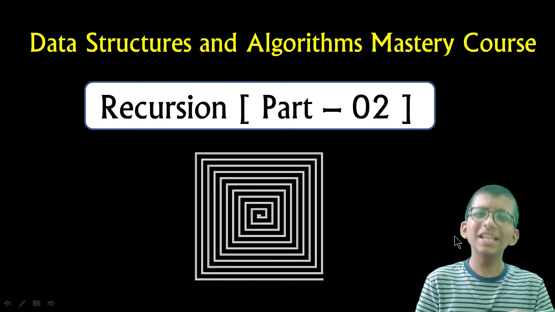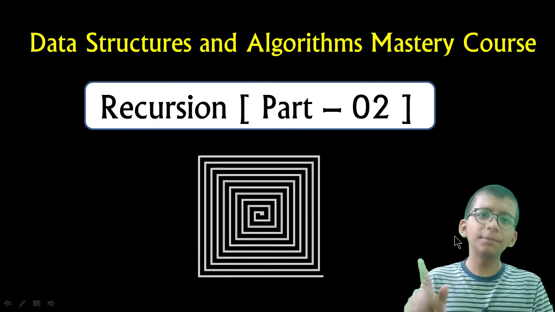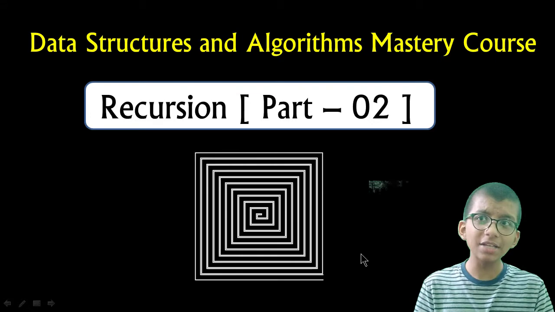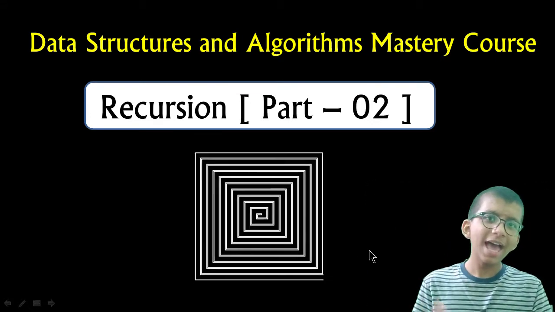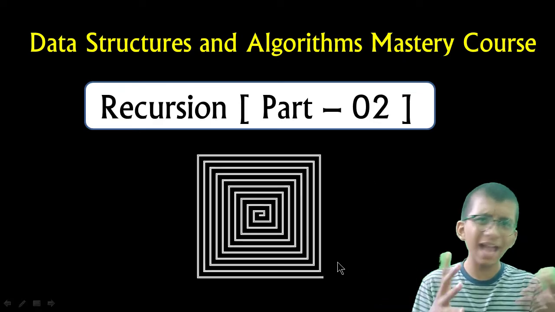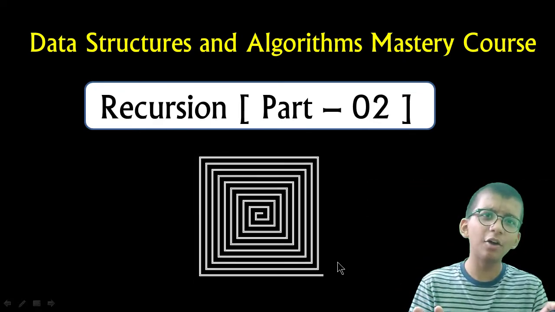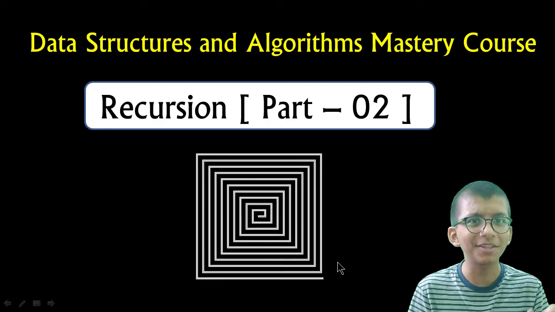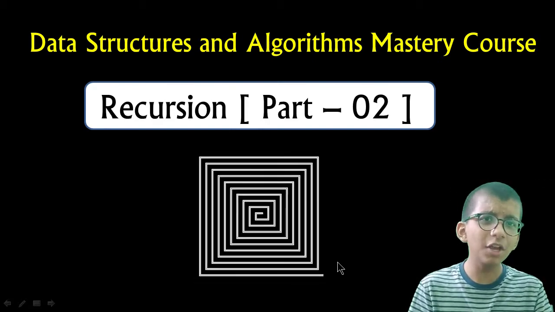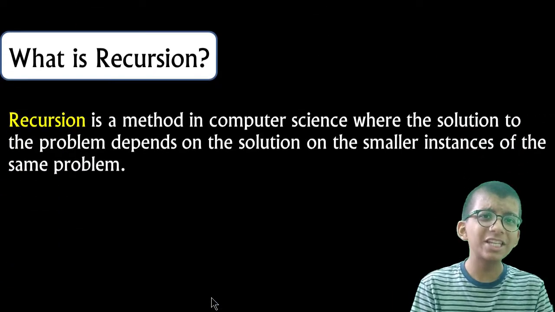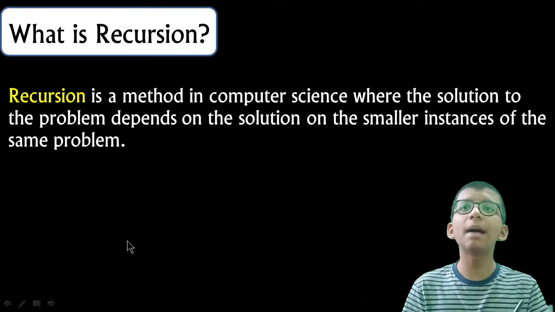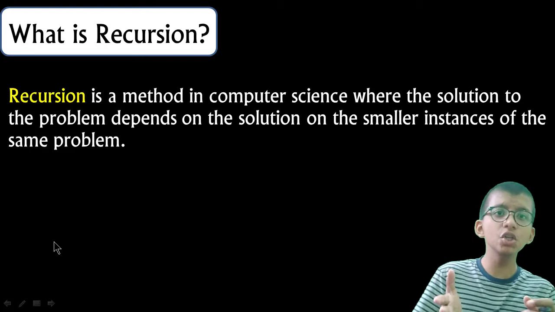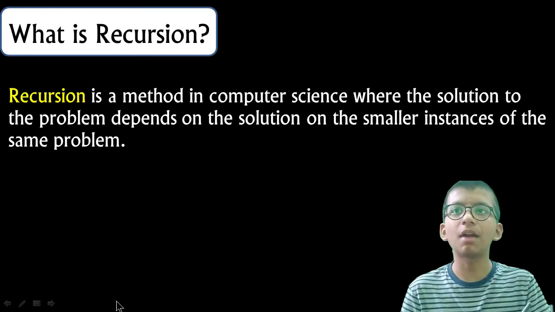Let's talk about the previous video's definition. I assume that you got it from the previous video, because there I gave a lot more intuition. If you're new to this video, you can stay here, I will be starting from scratch here also. In the previous video we talked about one definition: recursion is a method in computer science where the solution of a problem depends upon the solution of smaller instances of the same problem.